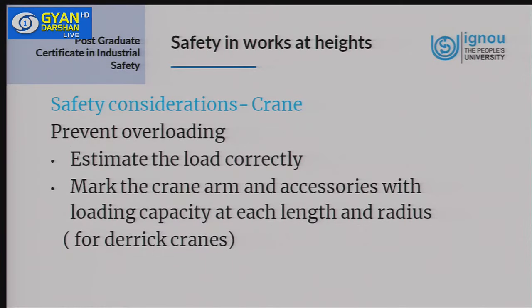How do we prevent overloading of the cranes? First of all, we need to estimate the load correctly. Like we said, we need to know what we are lifting and how we are going to transport it. Then mark the crane and accessories at regular intervals with the loading capacity at each radius. For example, there are cranes called derricking cranes. They have a radial activity also. The arm has a radial movement, so the maximum capacity has to be marked on the arm itself.